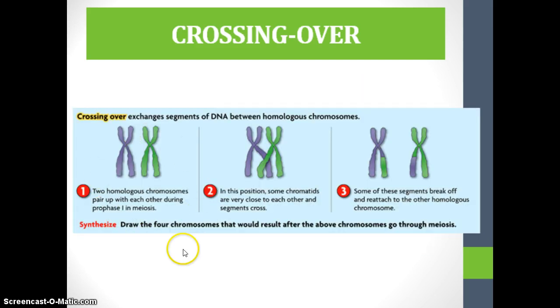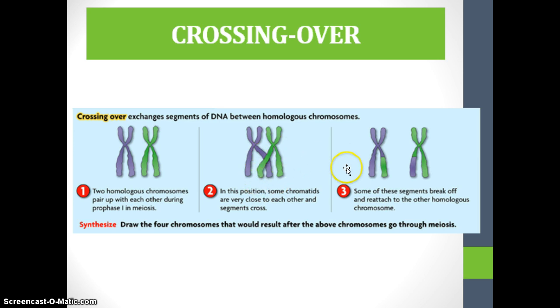This diagram right here represents how crossing over results in the exchange of DNA between homologous chromosomes. In step 1, and this happens during prophase 1 in meiosis, two homologous chromosomes pair up with each other. The second thing that happens during a crossing over scene is that the chromatids are very close to each other and the segments actually cross.